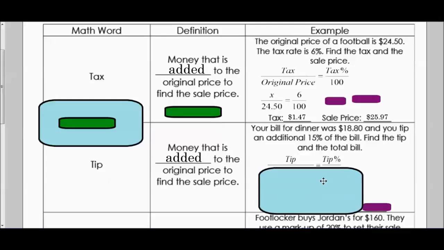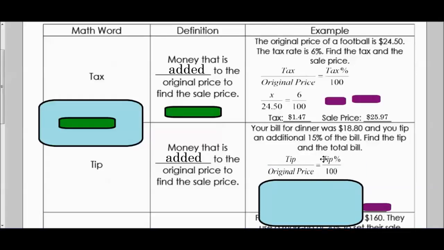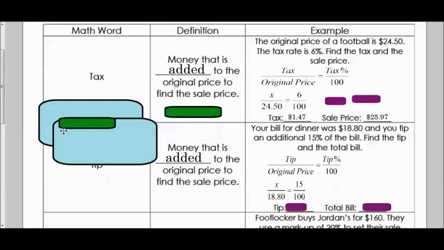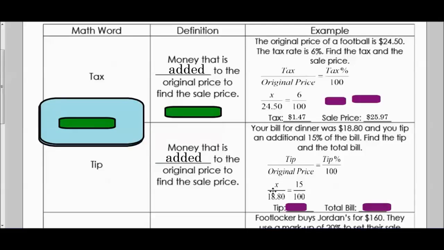So again, our proportion is going to be very similar. The tip percent is going to be over 100. That's compared to the tip out of the original price. So the original price here is that $18.80. We put that on the bottom, lined up with this 100%. Those are both totals. This and this are both talking about the tip. So the tip is $2.82, and that gives us a final bill of $21.62. We add those two together. This is how much we need to pay for the food. This is how much we tip for the service. That's our total bill.